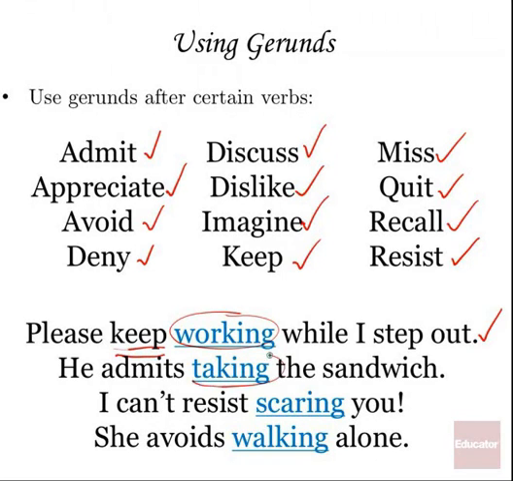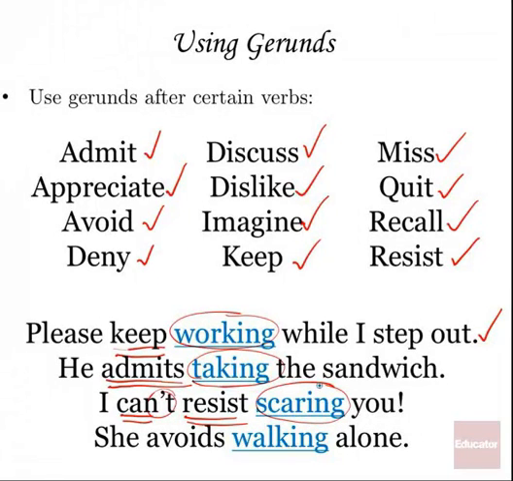He admits taking the sandwich. Our verb is admits, and notice that in place of taking the sandwich, you could put a noun in like theft. He admits theft. Perfectly grammatical. I can't resist scaring you. All right, our verb is can resist. N't is, of course, an adverb modifying can. And scaring is our gerund.